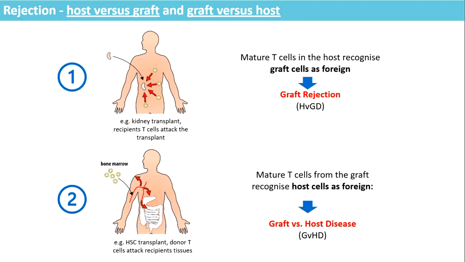And then the second one is graft versus host disease. This is what you would see after a hematopoietic stem cell transplant. This is where mature T cells or passenger lymphocytes in the graft are actually detecting the host cells as foreign, and they're then attacking the host or the recipient. So host versus graft and graft versus host are two things that you need to be aware of when it comes to rejection.